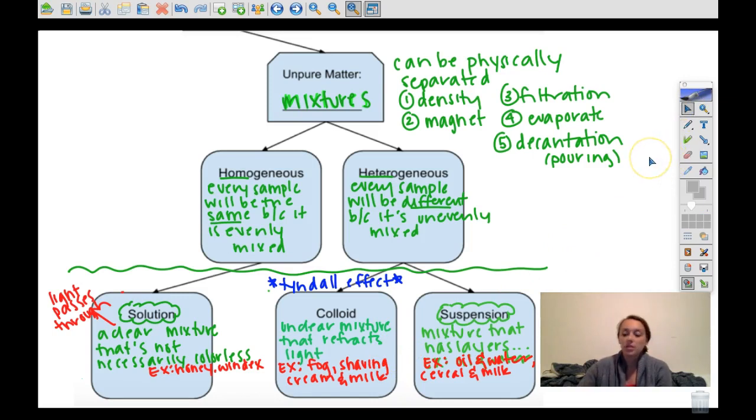So part of your responsibility in this particular unit is not only knowing the definitions of these particular vocabulary words, but also to be able to categorize and explain how and why all these different types of matter are different, starting with elements and compounds and leading into homogeneous and heterogeneous mixtures.